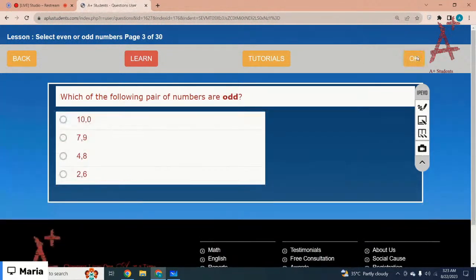Which of the following pair of numbers are odd? You have to select a pair of numbers, both must be odd, right? So which is the correct option? Which pair of numbers are odd? Option number 1, 10 and 0? No, they are even. 7 and 9? Yes, 7 and 9 are odd. The correct option is the second one.